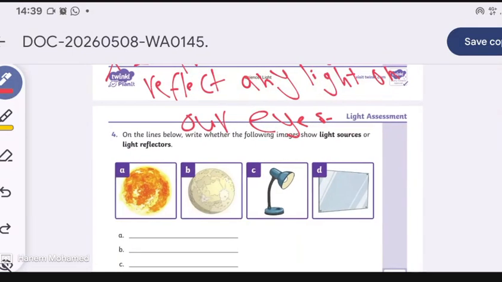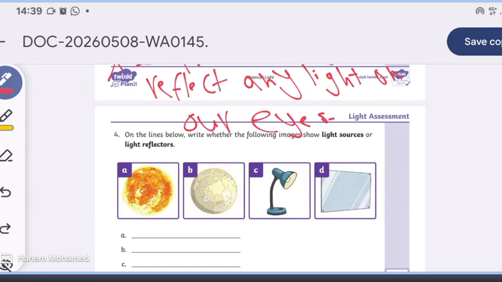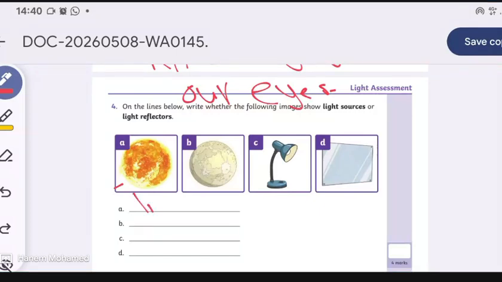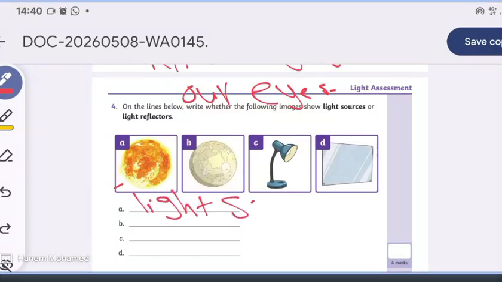The next. On the lines below, write whether the following images show light sources or light reflectors. Letter A is already the sun. Letter B, I can see it's like a planet or a moon. Letter C, it's like a lamp. Letter D, it's like a mirror. So, light sources, light reflectors. Letter A, light source or light reflector? Light source. Because it's the sun, it's giving us heat and light.